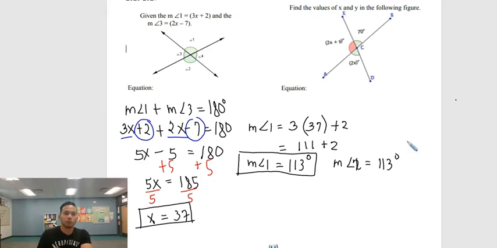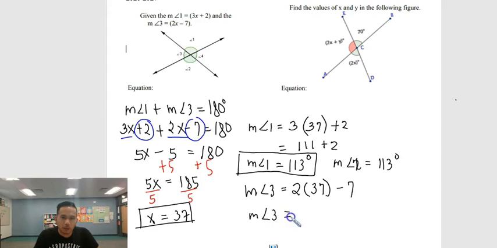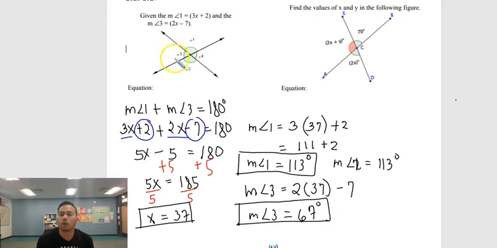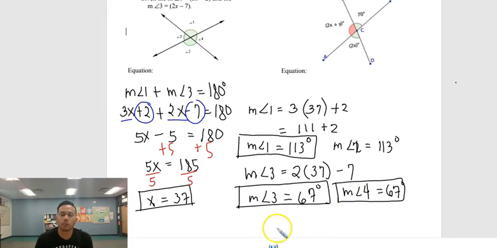Now let's proceed with the measurement of angle 3. The measurement of angle 3 is equal to 2 times 37 minus 7. So 2 times 37 minus 7, therefore the measurement of angle 3 is equal to 67 degrees. And based on the illustration, angle 3 and angle 4 are vertical angles. Therefore, angle 4 is also equal to 67 degrees. So if you go and check your answers, 113 plus 67 is equal to 180 degrees.